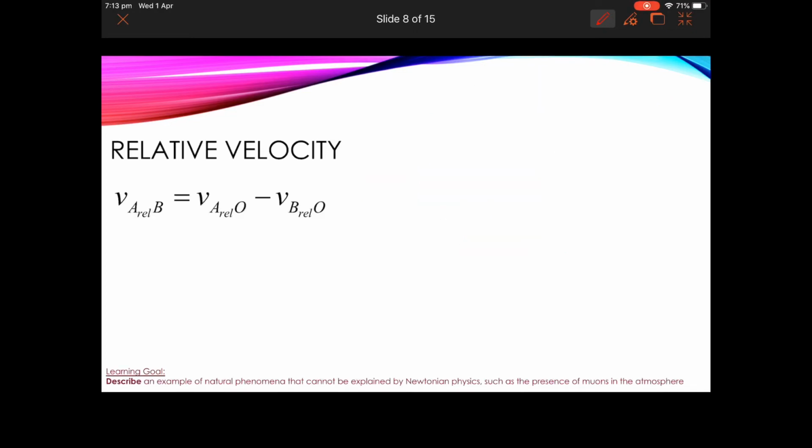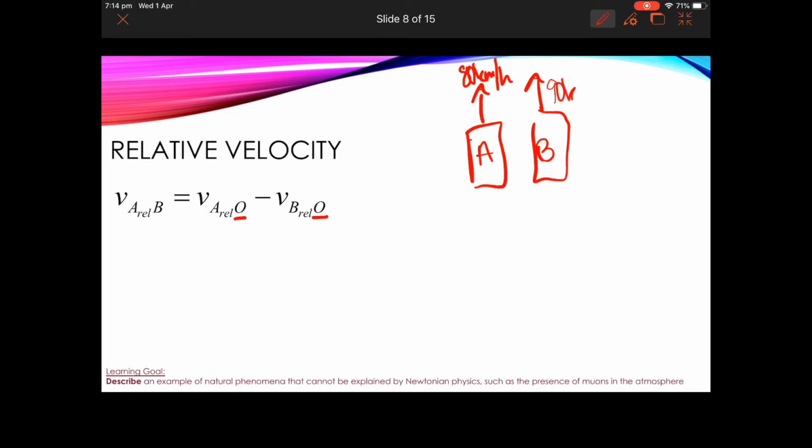Okay, so how do we calculate relative velocities? There is a formula. Here it is, but this formula does depend on having a common observer in both situations. All right, so the velocity of A relative to B is equal to the velocity of A relative to an observer minus the velocity of B relative to an observer. So let's consider the example we had on the previous slide. Car A and car B, this one's traveling at 80 kilometers per hour. This one's traveling at 90 kilometers per hour. Okay, according to the tree, who's our observer O.